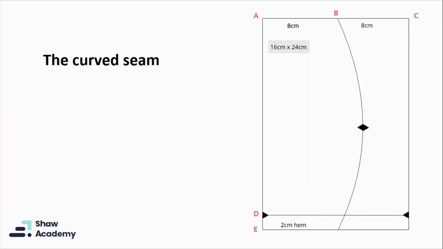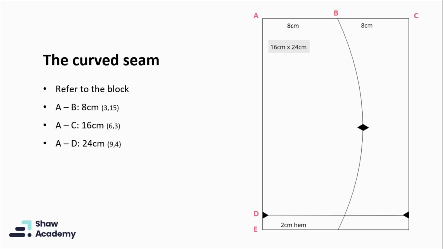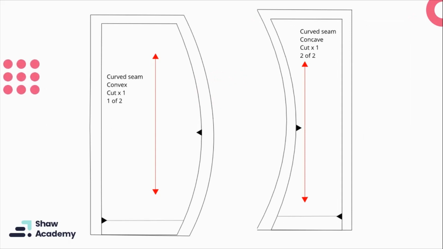The last seam is the curved seam or curved style line. Let's look at the steps. So A to B is 8 centimeters, A to C 16 centimeters. So exactly the same as the previous block, but we've created a curved style line instead of a straight one. A to D is again 24 centimeters and D to E 2 centimeter hem allowance. As you can see, I've traced and added my information, pattern symbols and seam allowance.